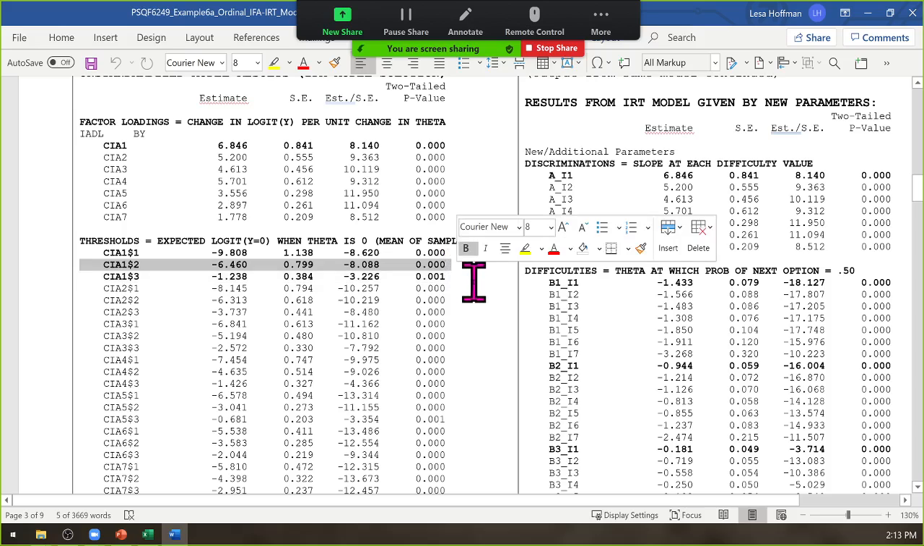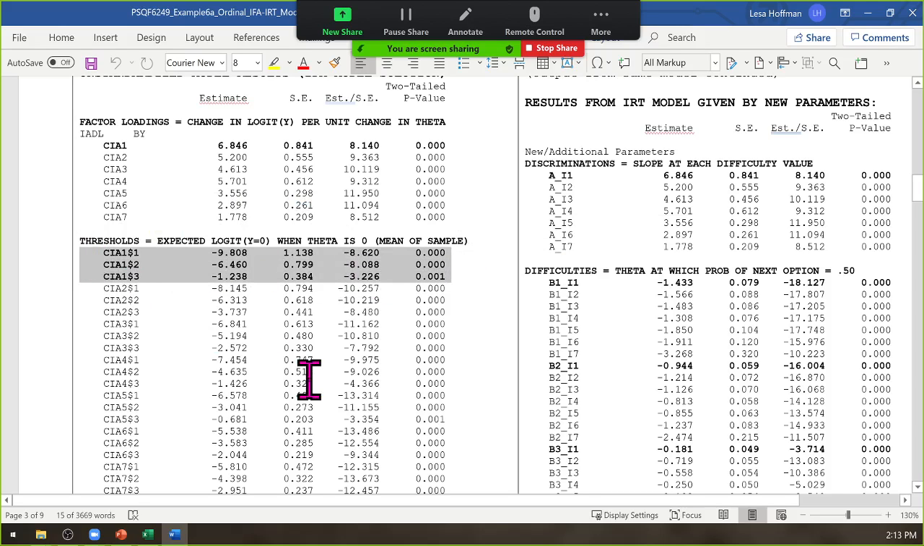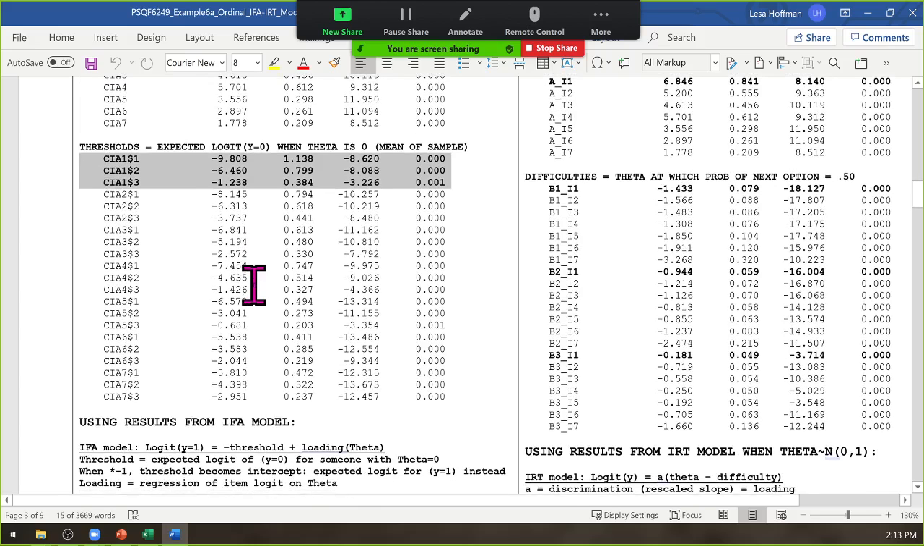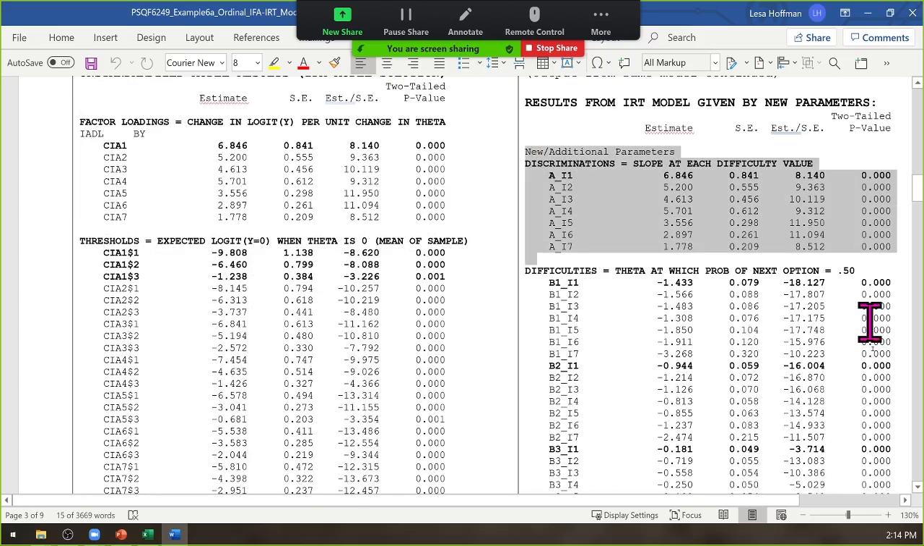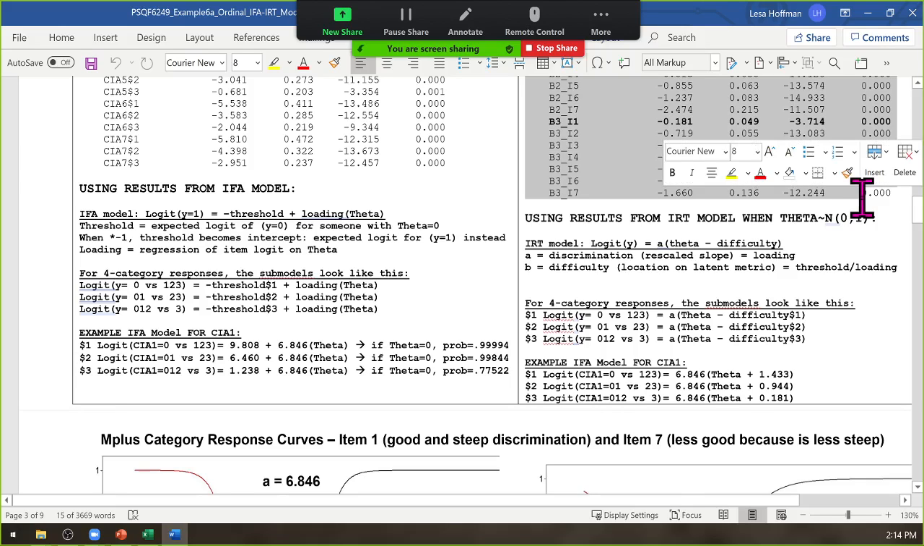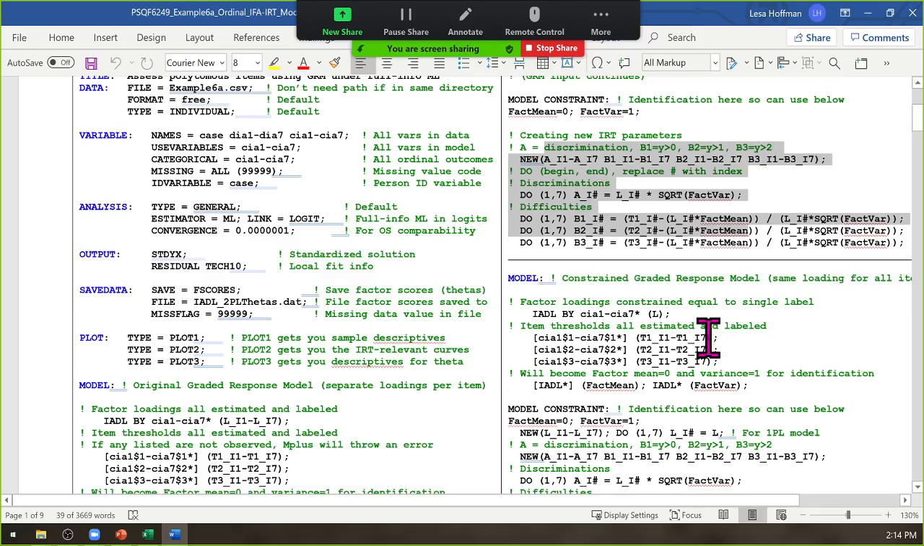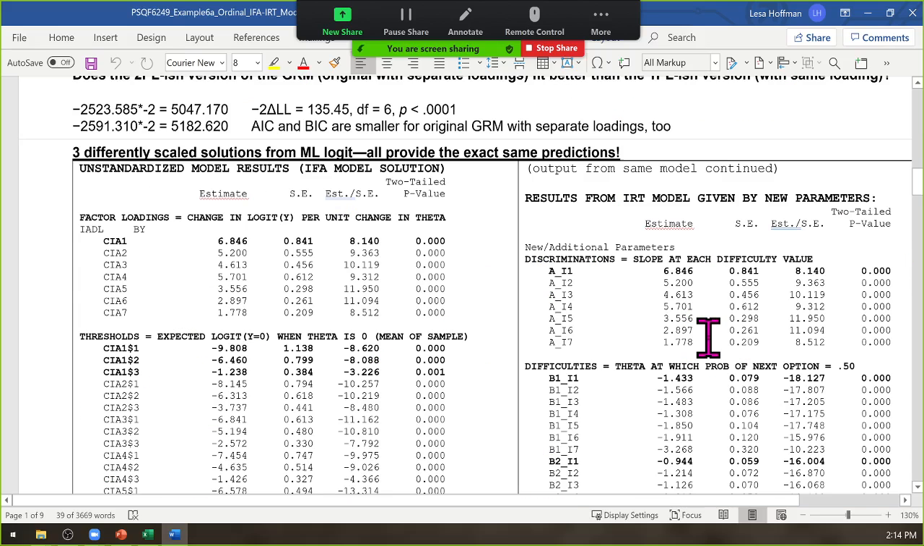Thresholds then give you a sense of what to expect in terms of a predicted response for an average person. So these are the logit or probit of the lower category when theta equals 0. And if we take these times -1, that gives you your intercept. So this whole column over here, the right-hand side of this page, is what the extra code under model constraint gives you. So the IRT parameters that are shown in this output are not given to you unless you do the math to get them. So this is different in how Mplus treats binary versus ordinal.